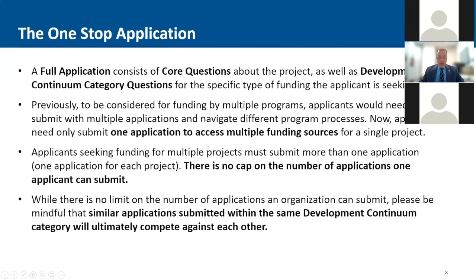And then here we want to just highlight the full application itself. It's made up of two main parts. We have the core questions that all applicants, regardless of what category you're coming in on, would need to answer. This includes general information about the applicant, the project itself, the project site description. And then it has the questions about the development continuum.